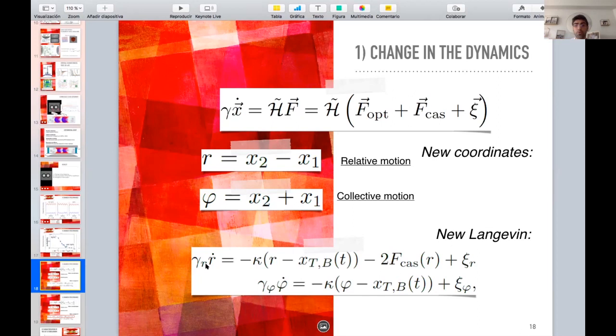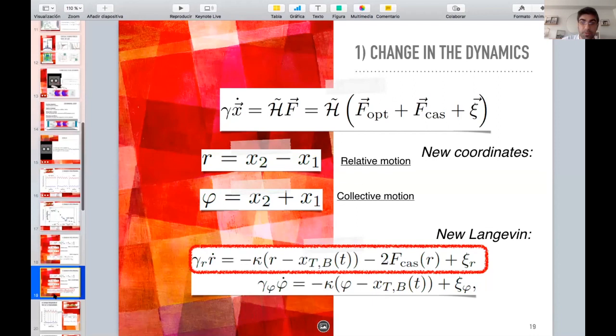So we have our viscosity term, we have our stiffness, so our external potential, the position of the trap, this moving R, that is the relative motion. And in the case of the relative motion, we have the Casimir force here, which is not appearing in the center of mass equation. And of course, we have the thermal fluctuation that is affecting both of them. So focusing here, we can pass to the second part of our results.